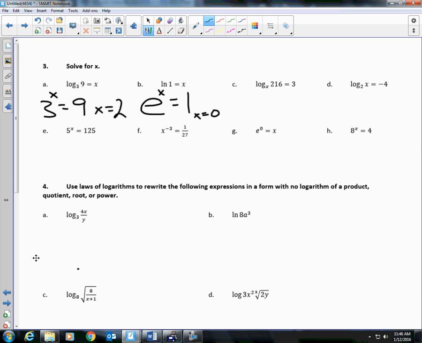Okay, let's look at h, something a little bit more difficult. 8 to the x is equal to 4. I'm going to write these both as a base of 2. 8 is 2 to what power? 2 to the third. So 2 to the third to the x is equal to 2 squared. So that means I have 2 to the 3x is equal to 2 squared.